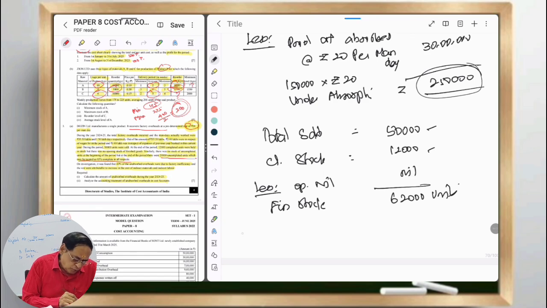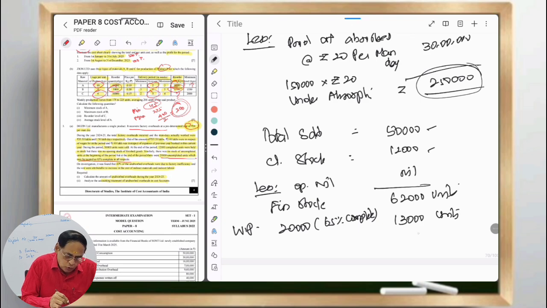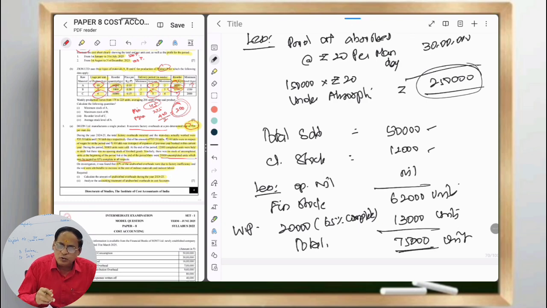And then one more, work in progress. Out of 20,000 units, 65% is complete. That means equivalent production 20,000 into 65%, that is 13,000 units, that is also finished products. So total units we manufactured, how much in total? 75,000 units we manufactured, for which we have to apportion.